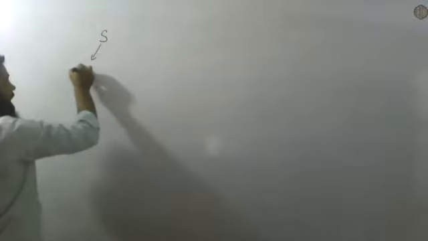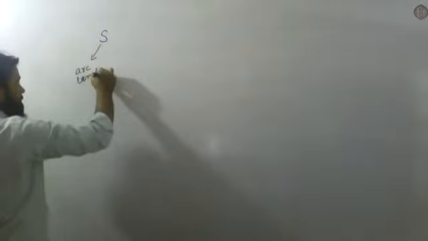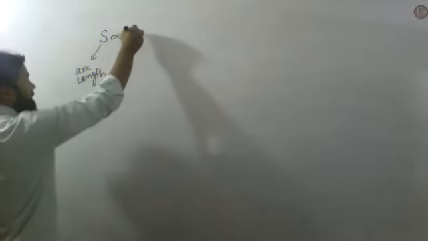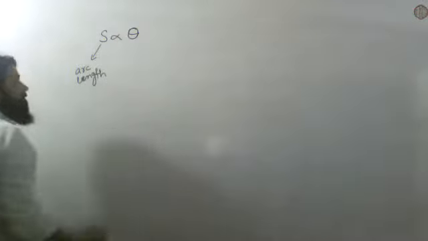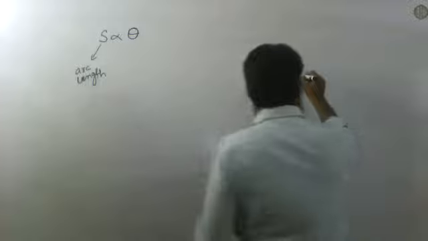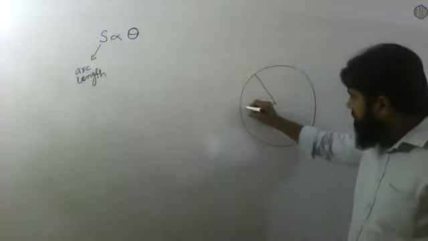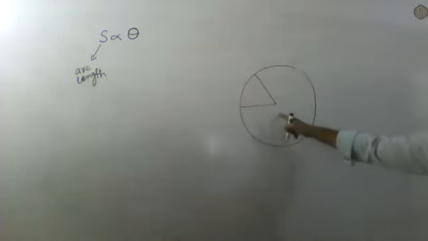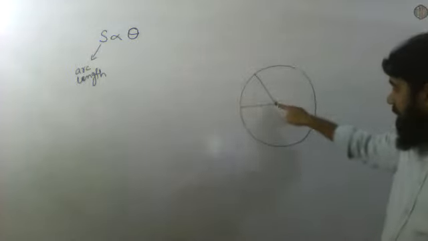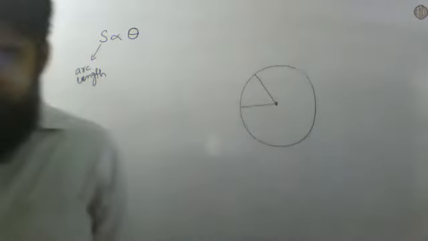That is representing arc length, which is always directly proportional to the angle subtended at the center. What do I mean by that? For instance, if I have a circle over here, this is my circle, this is the center of the circle, and this is the whole circle given in front of me.